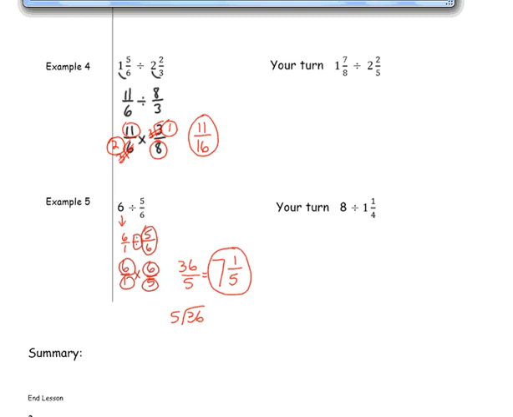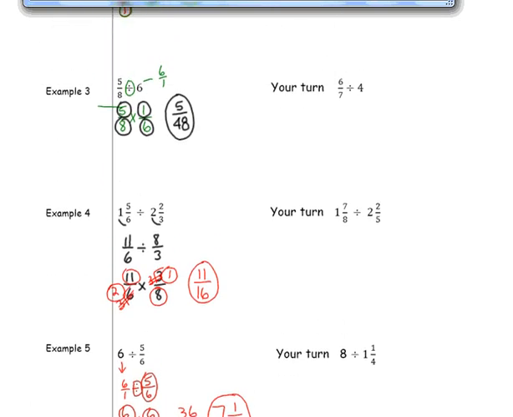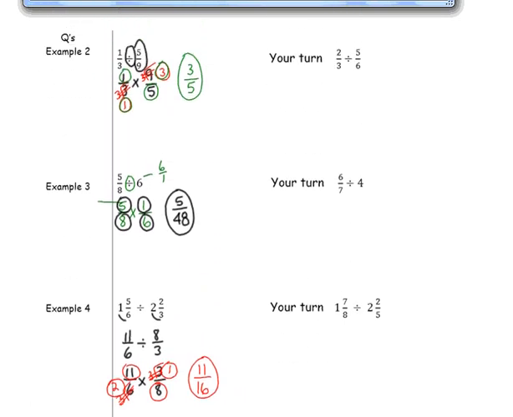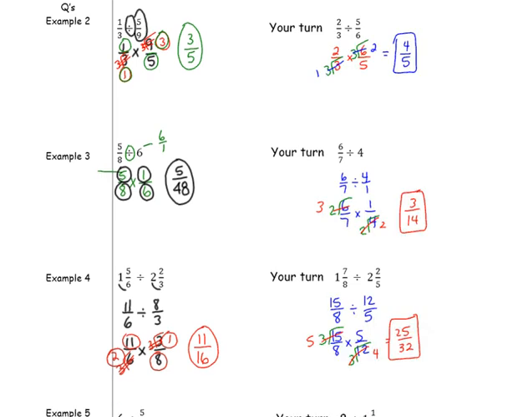Pause the video and complete the Your Turn questions. When you are ready, resume the video to check your work. Check your work for the Your Turn problems.